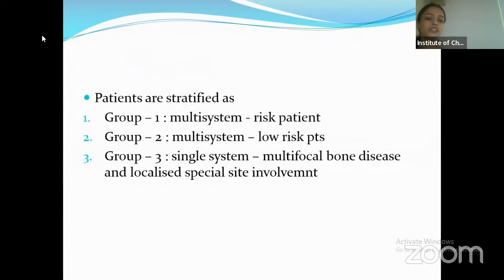Based on these organ involvements, the patients are stratified. Group 1 is the multi-system risk patient, in which there is involvement of one or more risk organs. Group 2 is the multi-system low-risk patient, which is multi-organ, multi-system involvement, but with no risk organ involvement. Group 3 has a very good prognosis, being single-system multifocal bone disease and localized special site involvement. The special sites are skin, lymph nodes, and bone.